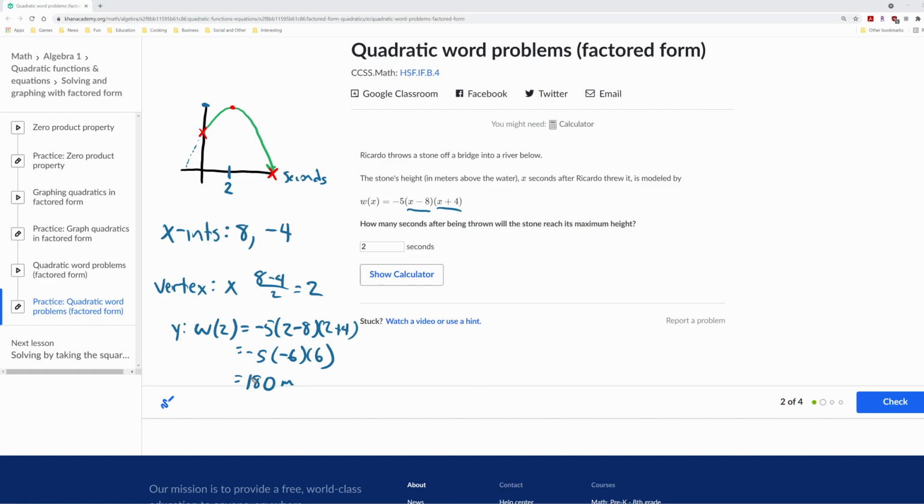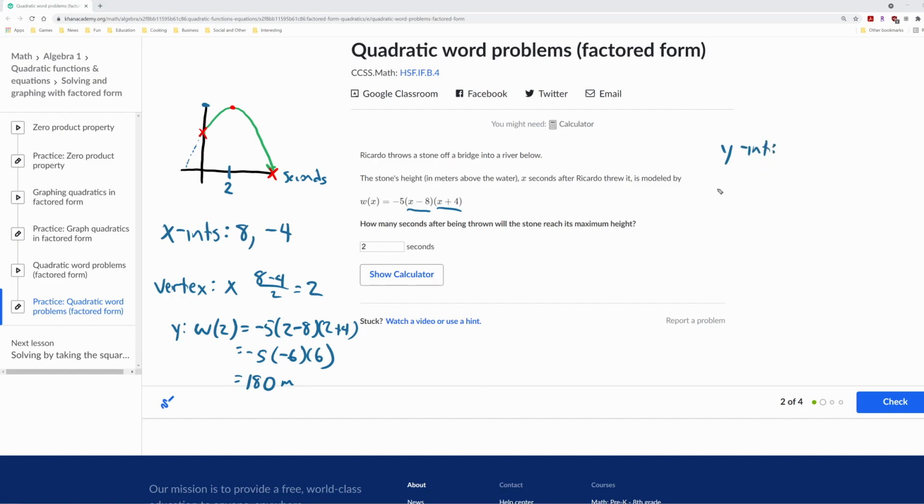Let's see, what else could we ask? A question that would have you find the y-intercept might say something like this. How high is the bridge off of the ground? Well, that seems kind of awkward, but you can answer it really quickly. That's the y-intercept of the graph. If we're starting at the bridge, at whatever the height of the bridge is, well, that's the starting place of the stone. So we can easily rephrase this question to ask us to find the y-intercept.